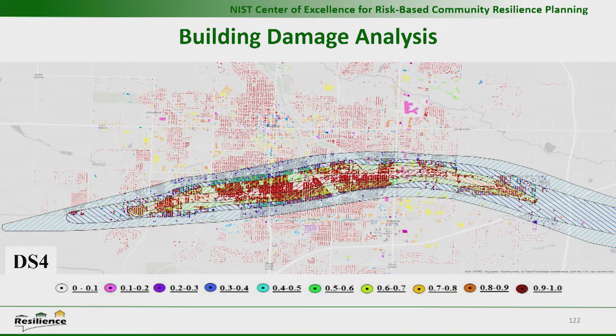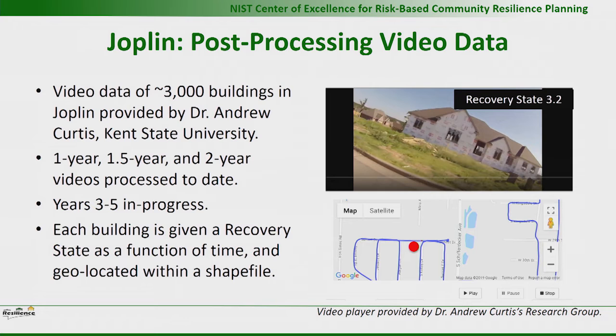So all 23,000 plus buildings in the city of Joplin were assigned damage repair functions, and the results were validated using the data collected after the 2011 tornado. As I mentioned about that data, annual imagery was collected using street view style cameras that attach to the top of a vehicle.